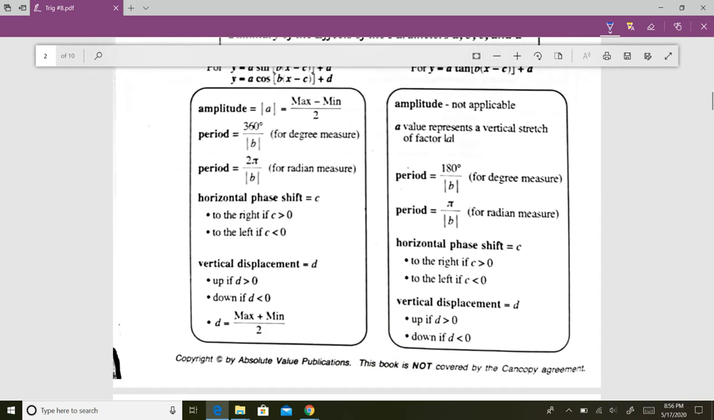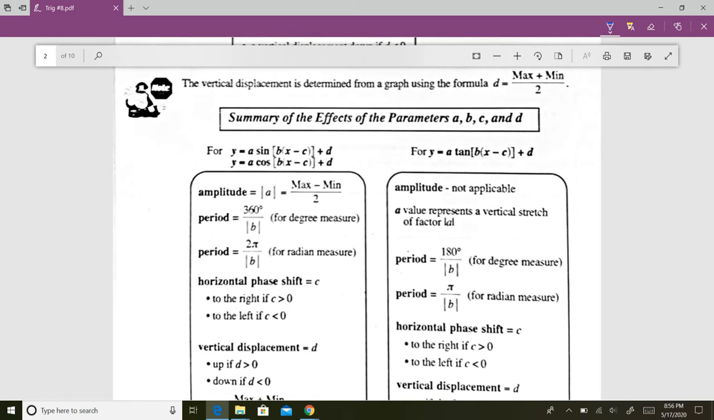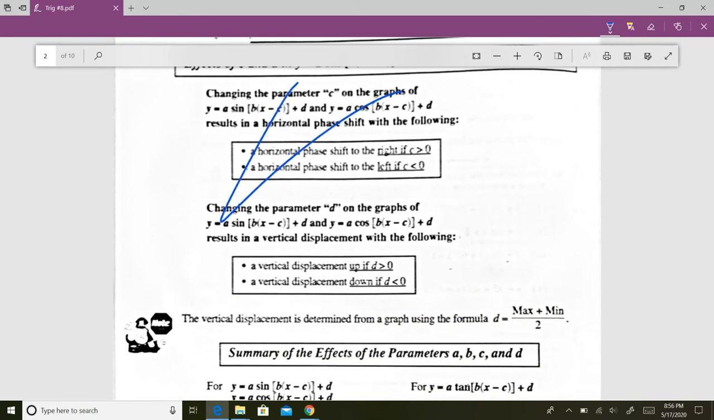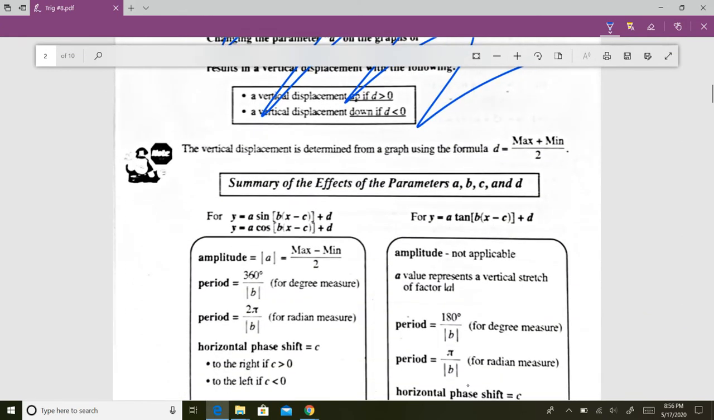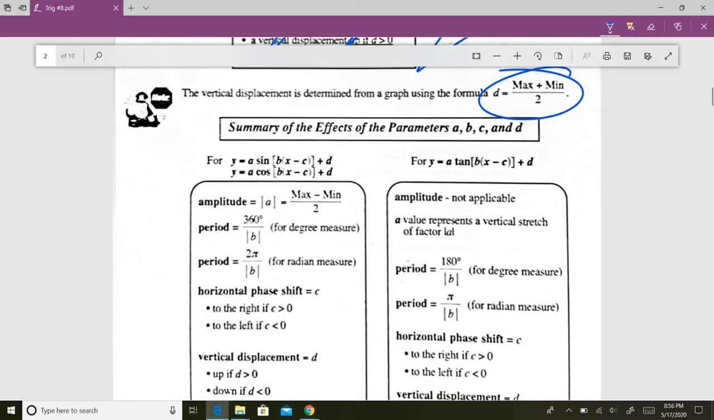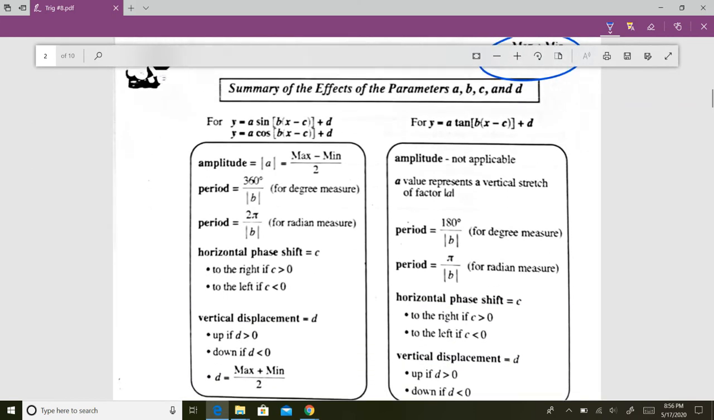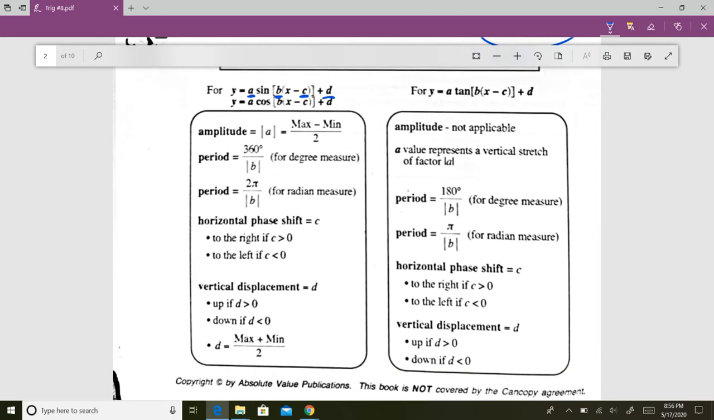Okay, so let's look at these tables. This is just summarizing what we did. What do C and D do? And we know they go left, right. This formula is in the table, so I'll talk about it there. Okay, so now we have everything. We have an A value, a B value, a C value, and a D value for both sine and cosine. There's a separate table for tan. We'll talk about that in a sec.